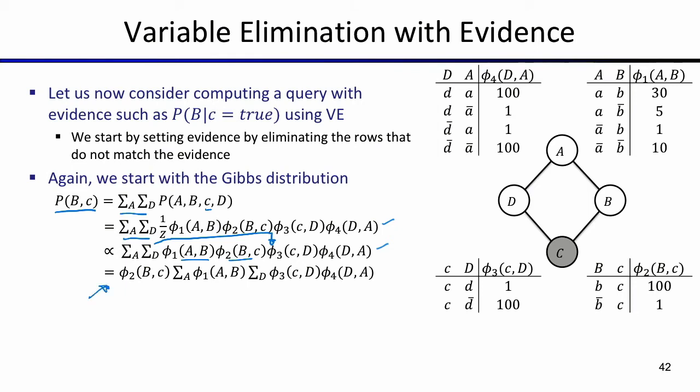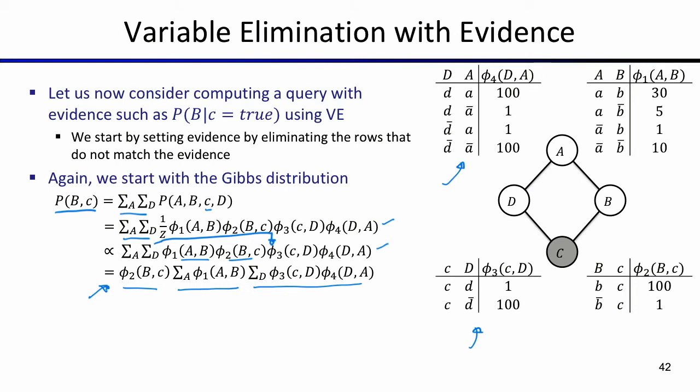So we have exactly what we have here. We're going to have phi 2, which mentions variables b and c, times a summation over a for phi 1 ab, times a summation over d for the factors phi 3 cd and phi 4 da. So the first two factors we're going to join are phi 3 and phi 4. So we can look for them. Phi 3 is here, phi 4 is here. So I'm going to multiply them.